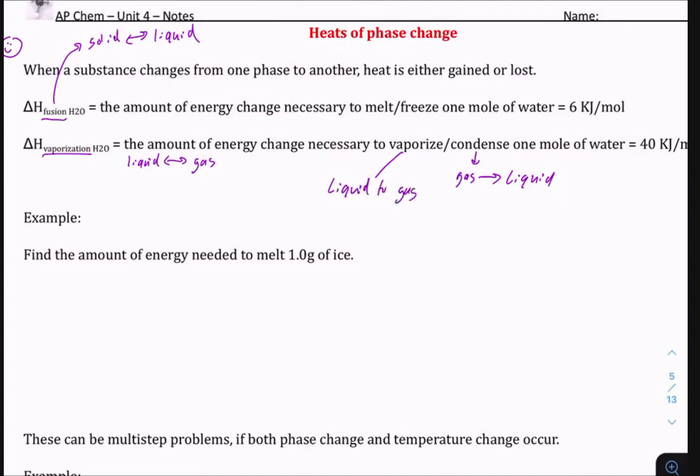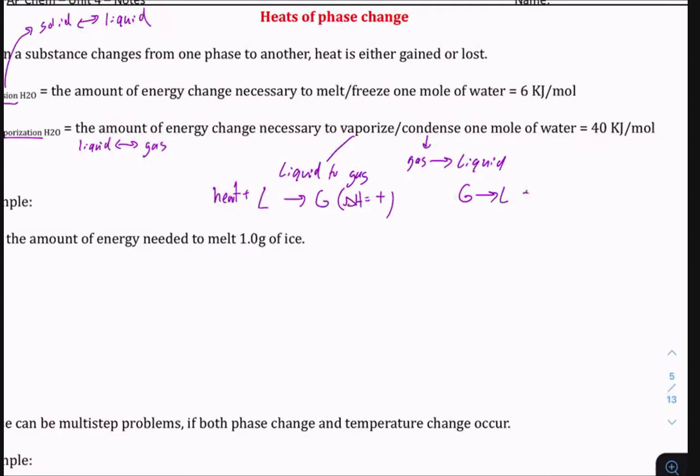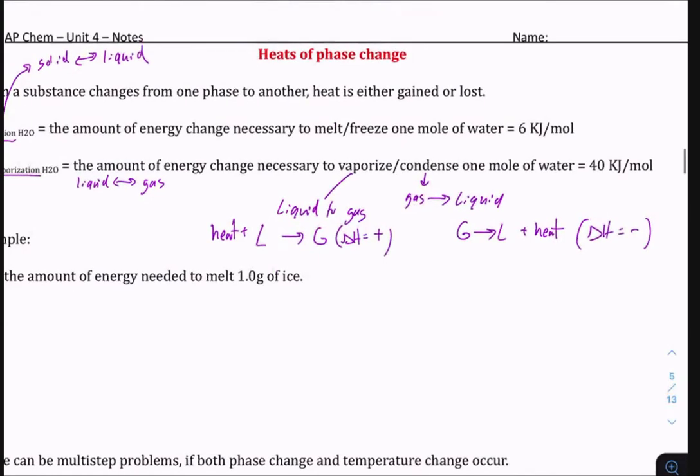So in the case of going from gas to liquid, actually let's just write out an equation. Liquid goes to gas, the delta H will be positive, because it's going to require energy to do that. So you can think of heat in that case as a reactant. Whereas if you were to do the opposite, go from gas to liquid, this would release heat, and so delta H would be negative in this case. And I can make the same equations for above.